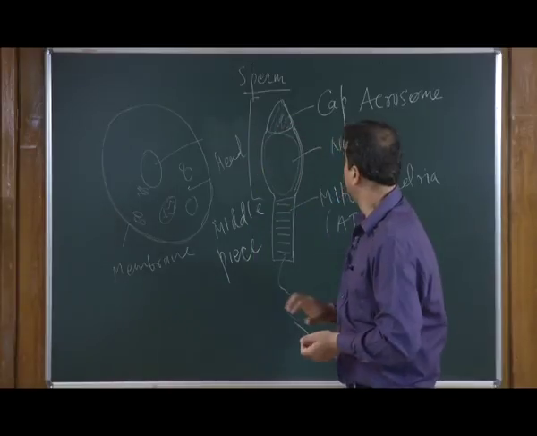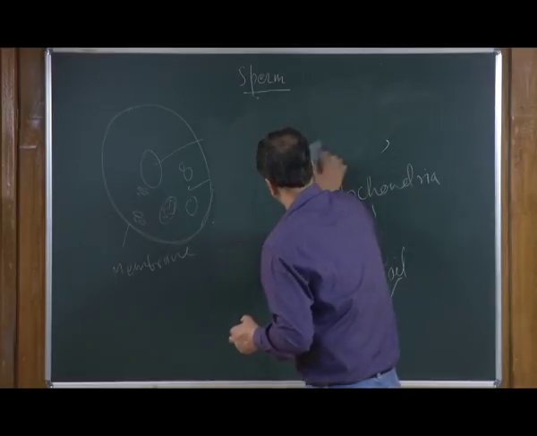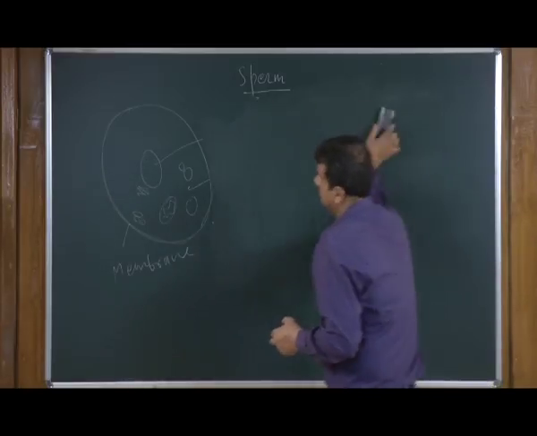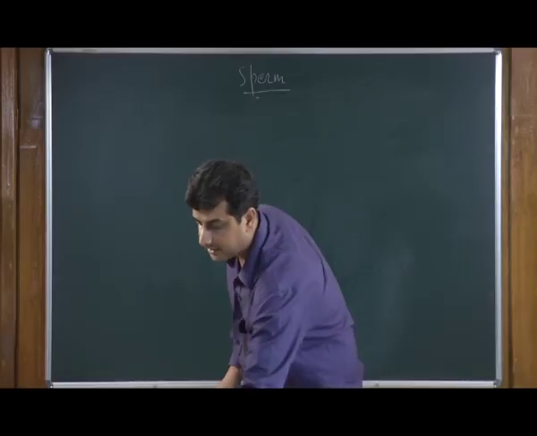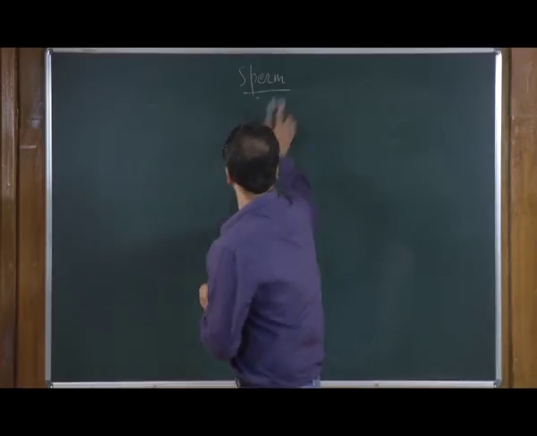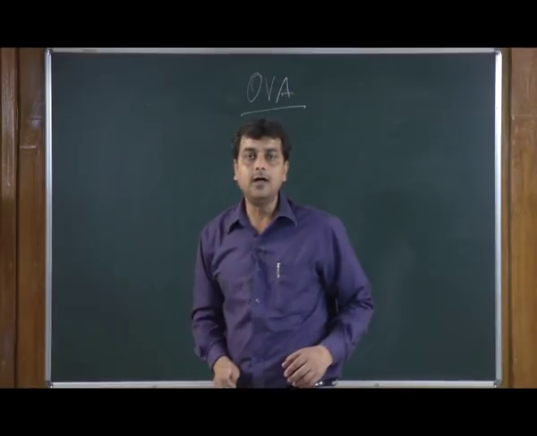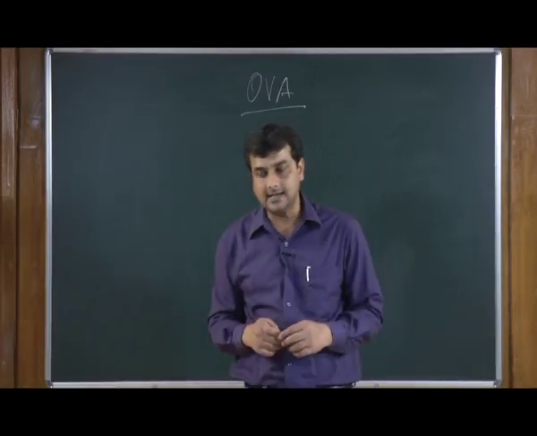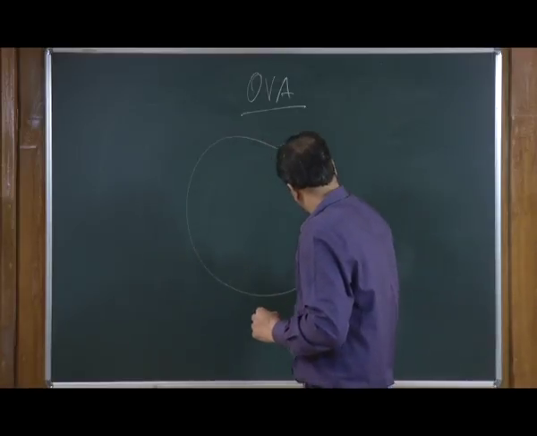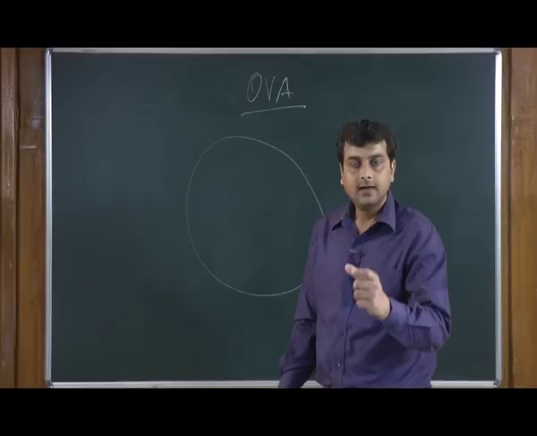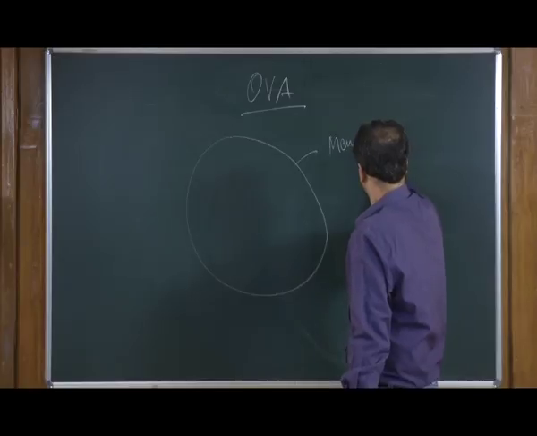Now, let us start and look into ova. How is this ova different from the normal cell? There is a distinct female gamete, and that gamete is called ova. So, now we will discuss ova. Now, ova is similar to a normal cell, and if you see, this is a normal membrane, and we are calling it an egg membrane, or simply we can say that this is a membrane.